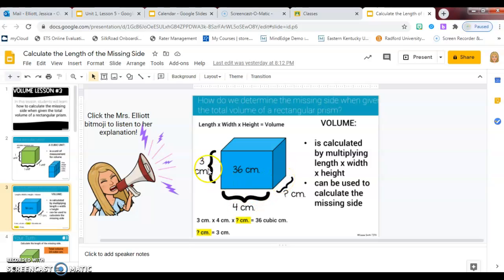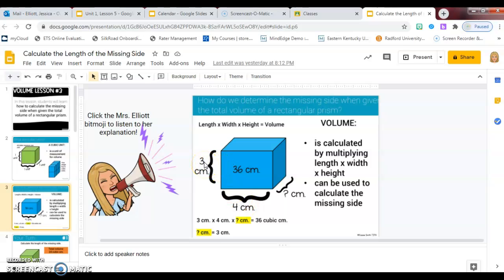So all you're going to do is this: multiply what you have. So 3 times 4 equals 12. So 36 divided by 12 is what? 3. And then put that back in there and make sure it works. So I think this side is 3. Okay? So 3 times 4 is 12. 12 times 3 is 36.